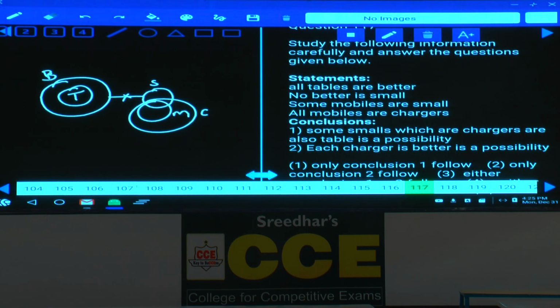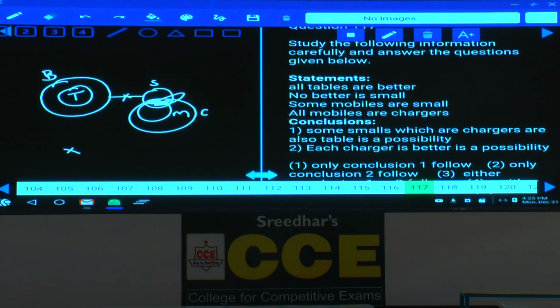Then what is the first one here? Some smalls which are charges are also tables. Some smalls which are charges means now we are talking about this region, isn't it? Now this region, which is the combination of small and charges, are also tables. Can we have tables like this here? No, not at all, because if you draw tables like this, then the statement "all tables are better" will be invalid. Are you following this or not? Hence it is not at all possible to draw like this.